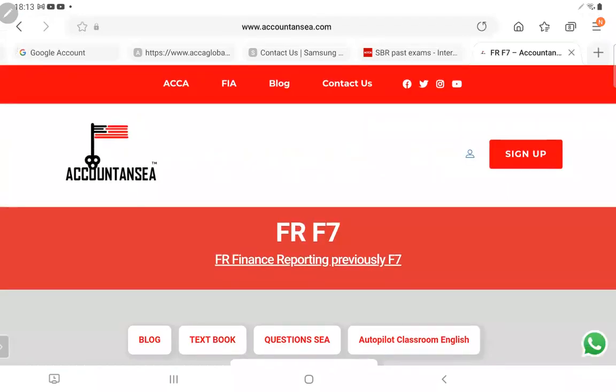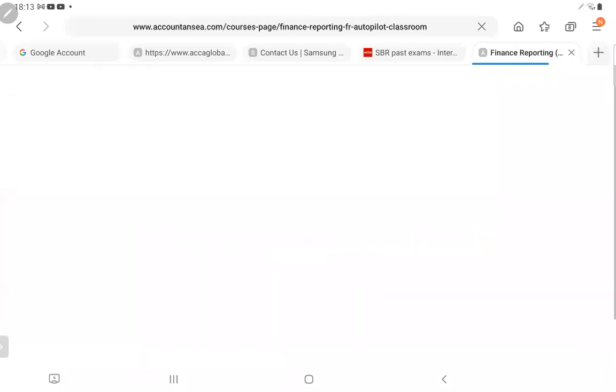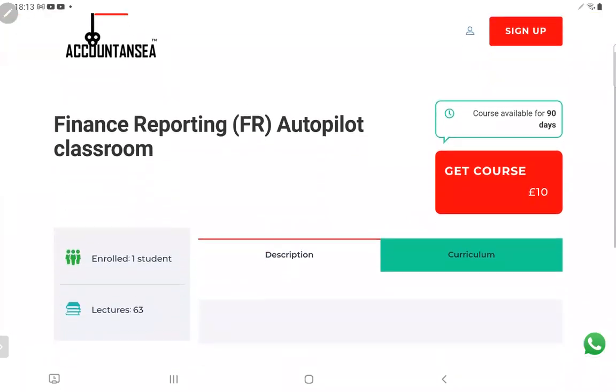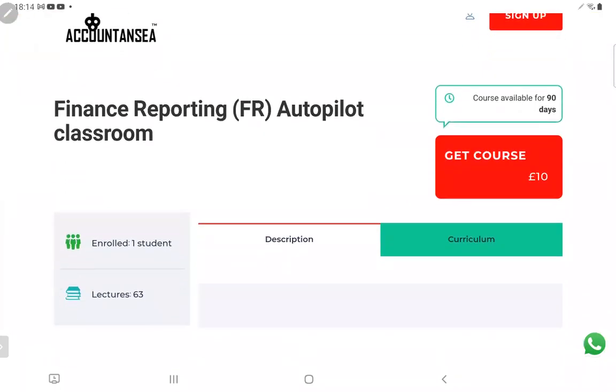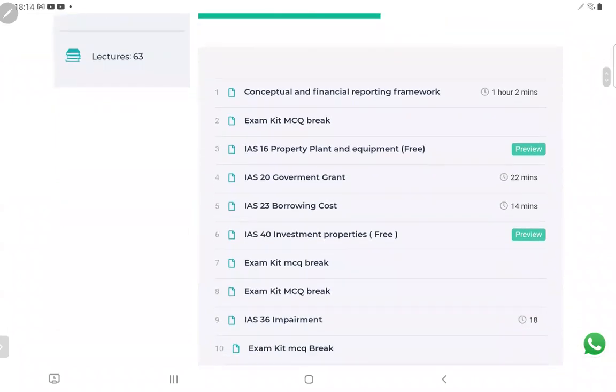When you click on FR F7, it's your choice which classroom you want. Either you want the autopilot classroom in English or in Urdu or Hindi, whatever you want. Suppose you want the autopilot classroom English. Here it is. Click on it and you see it's opened. The course price is only 10 British pounds actually, right? And what you will get in it, you will get the complete course video lectures, right? As you can see, here is the complete course outline.